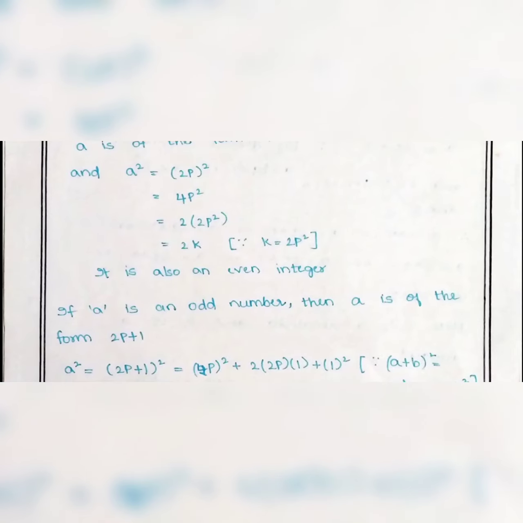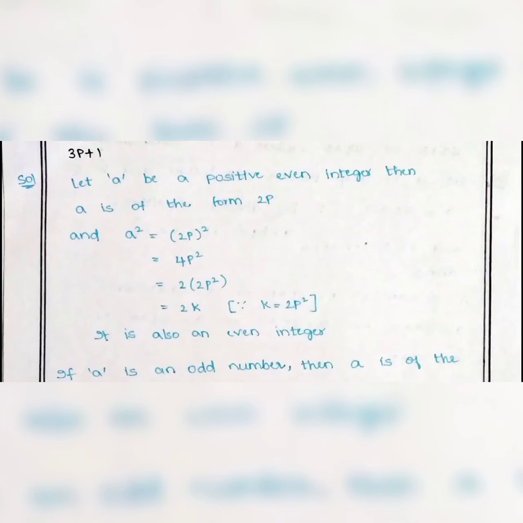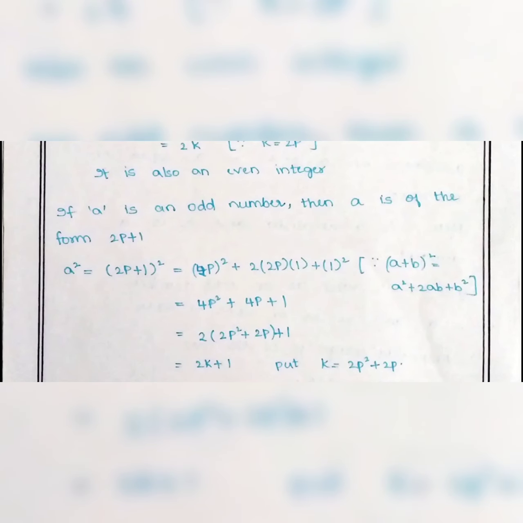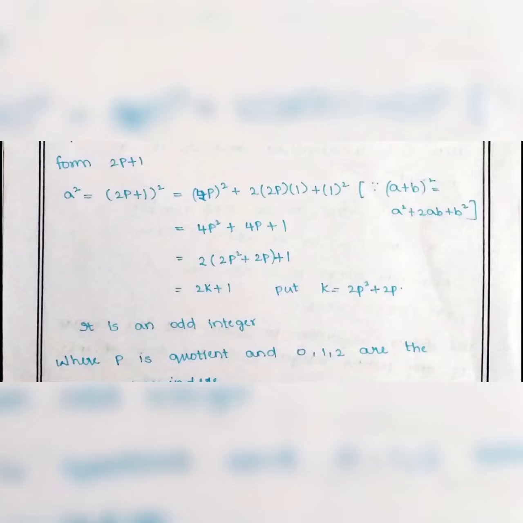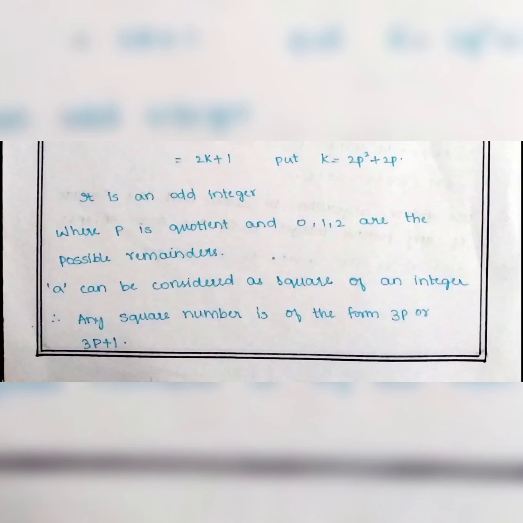If we check here, we let a be any positive integer that we have expressed as 2k. And if a is any odd integer, a is of the form 2p plus 1, then we have solved and got 2k plus 1. Here p is a quotient and 0, 1, 2 are the possible remainders. So we can say that the square of any integer is of the form 3p or 3p plus 1.